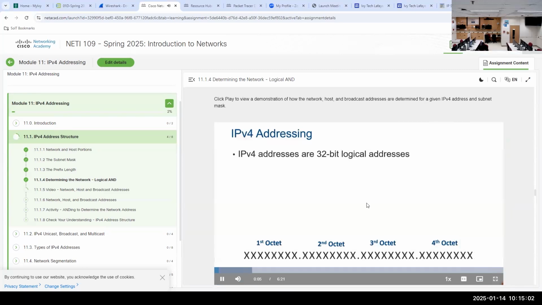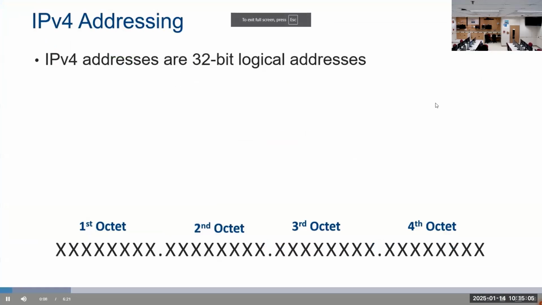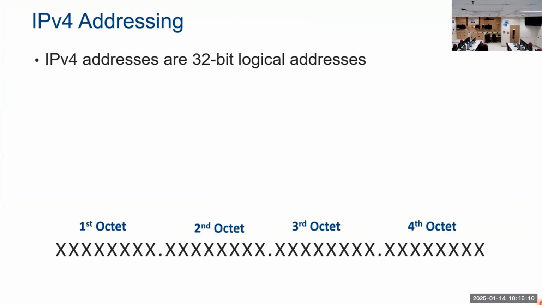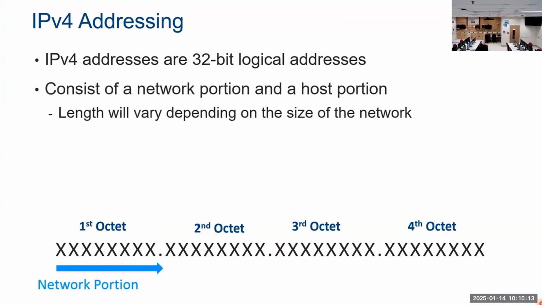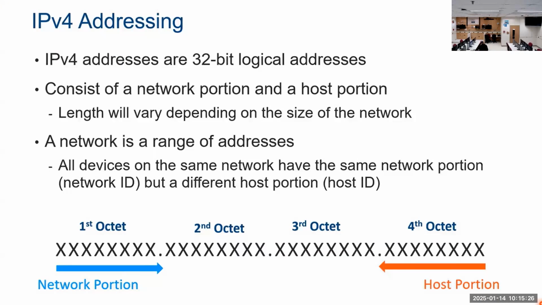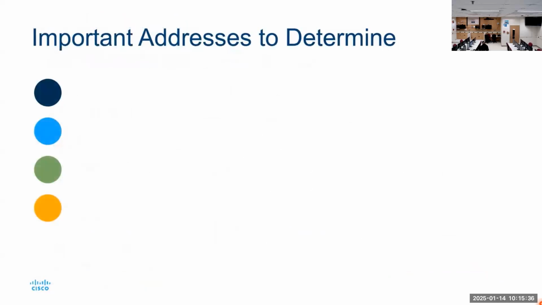An IPv4 network needs a 32-bit logical address in order to communicate. This 32-bit logical IPv4 host address consists of a network portion or network ID on the left and a host portion or host ID on the right. The length of these depends on the size of the network. Larger networks will have a longer host portion. A network can be thought of as a range of addresses. All devices on the same network have the same bit pattern for their network ID, but they will have a different host ID. Some addresses in this range are reserved and have a special name and meaning.